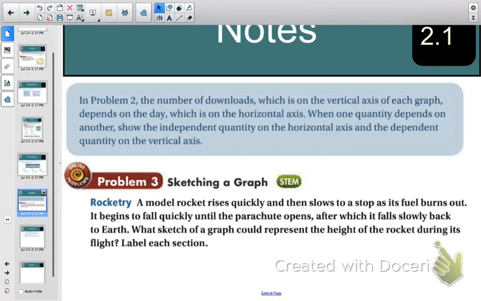All right, a couple more problems to do here. This says in problem 2, the number of downloads, which is on the vertical axis of each graph, depends on the day, which is the horizontal axis. When one quantity depends on the other.